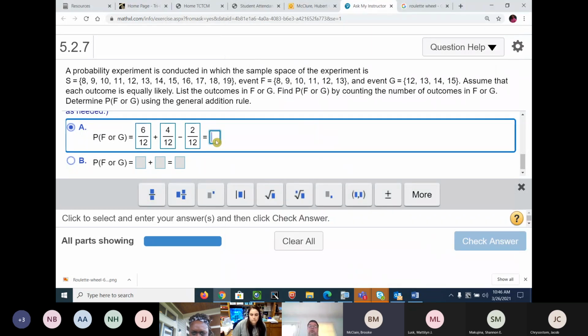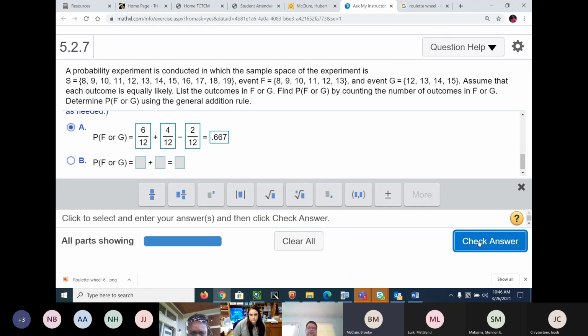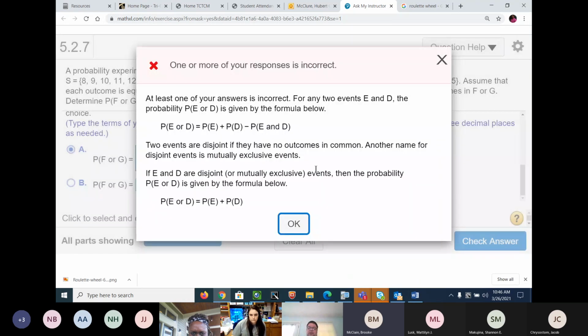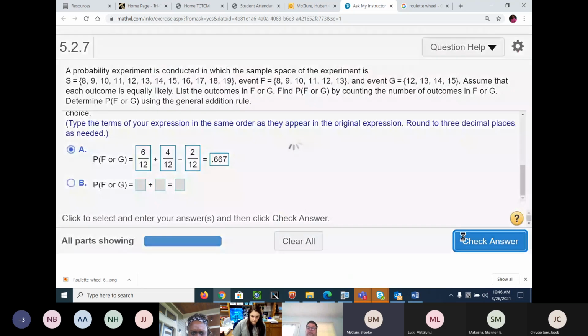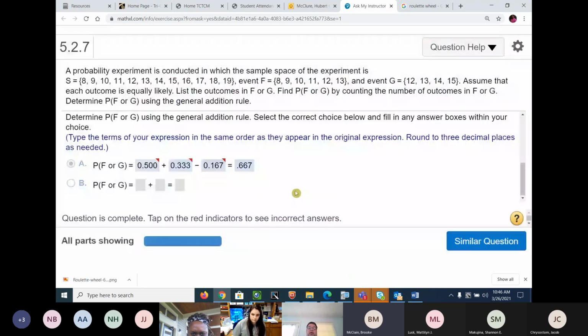So does it say round? I guess I'm going to round to 3 digits. 0.667. It's probably not going to like my fractions. There it is. It didn't like my fractions. The answer's correct, 0.667. I had fractions right here.